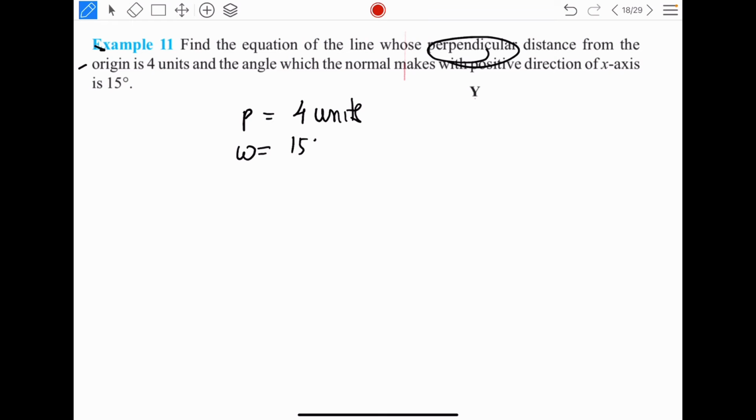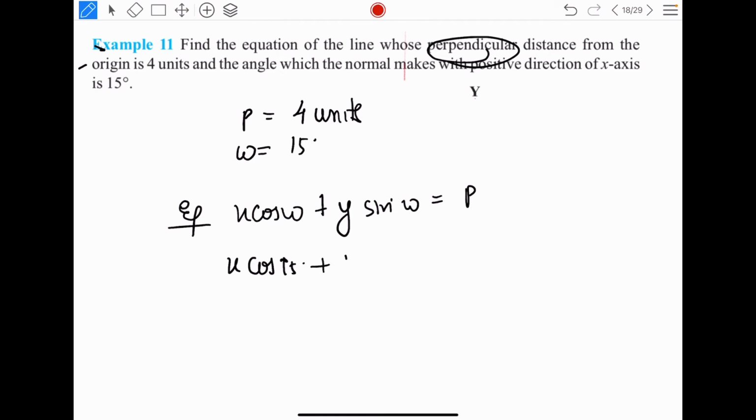Okay, 15 degree. Equation you have already learned, x cos omega plus y sin omega is equal to p will be my equation. That means it's going to be x cos 15 degree plus y sin 15 degree is equal to 4. That is my equation.